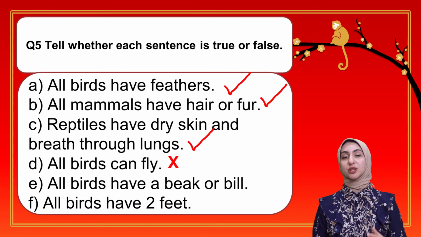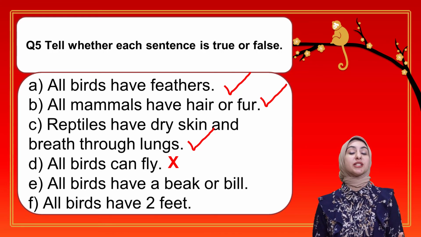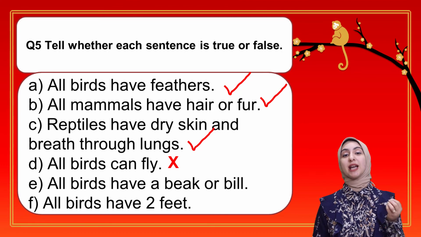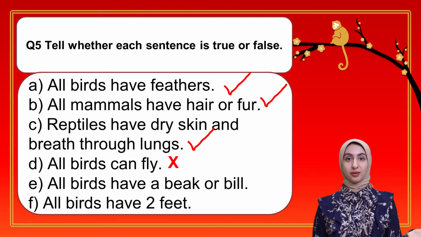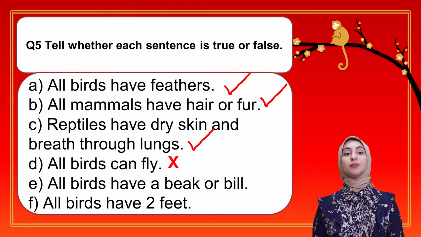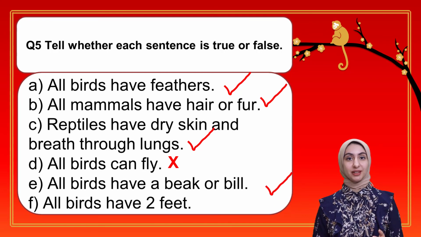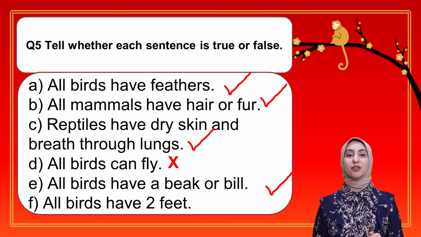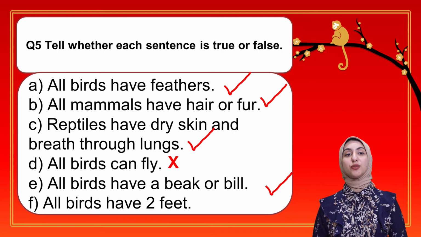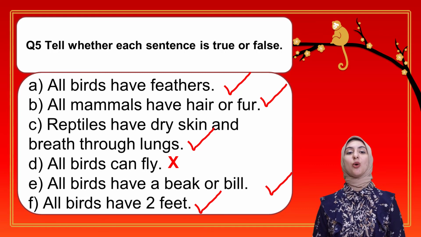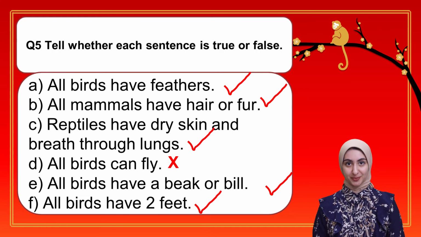Yes, it is false. Why? Because not all birds can fly. We have penguins, some kinds of ducks and chickens, they can't fly, right? Question E. All birds have a beak or bill. Yes, all birds have a beak or bill. Question F. All birds have 2 feet. Yes, true. All birds have 2 feet.